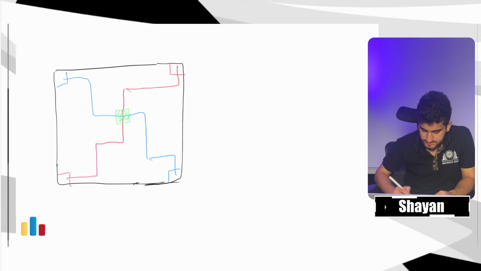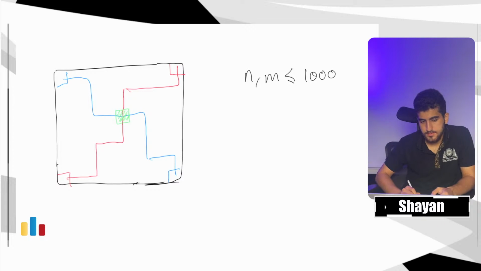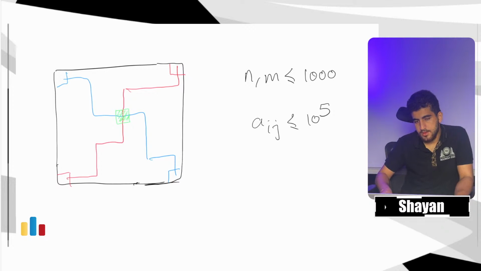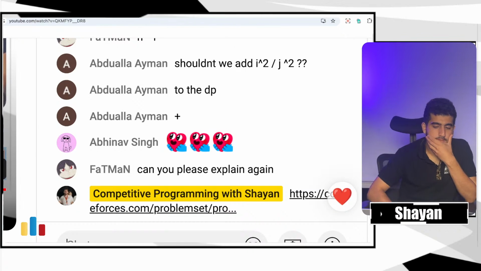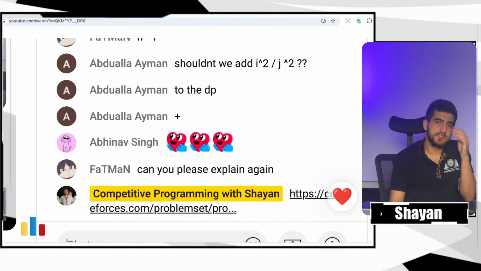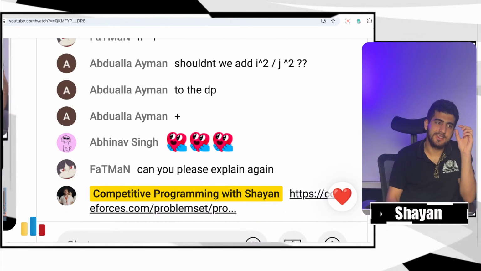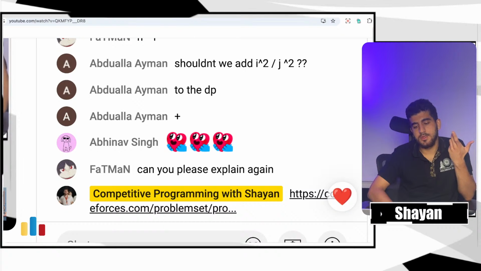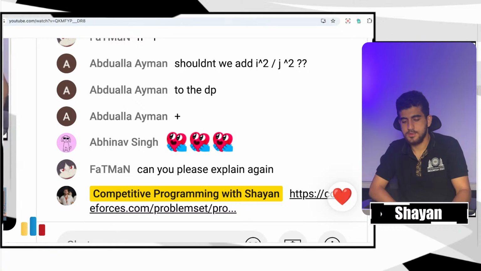My constraints are that n and m are up to 1,000. A of i and j is also up to 10 to the 5th. So this is the whole statement. Is the statement clear? So I want to choose two paths, one from the top left corner to the bottom right corner, one from the bottom left corner to the top right corner. The intersection must be one cell. And at the end, I want the sum of all the cells other than the meeting point to be maximized. Let me know if there were any issues with this statement.